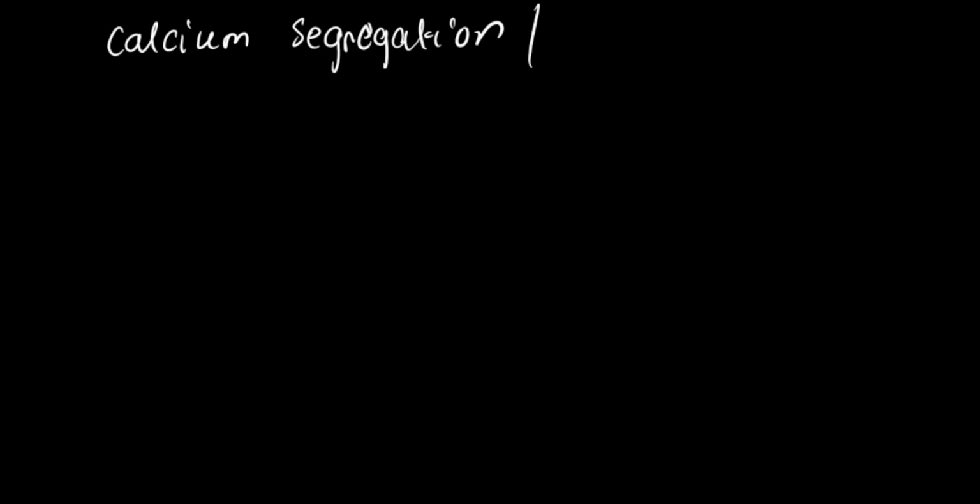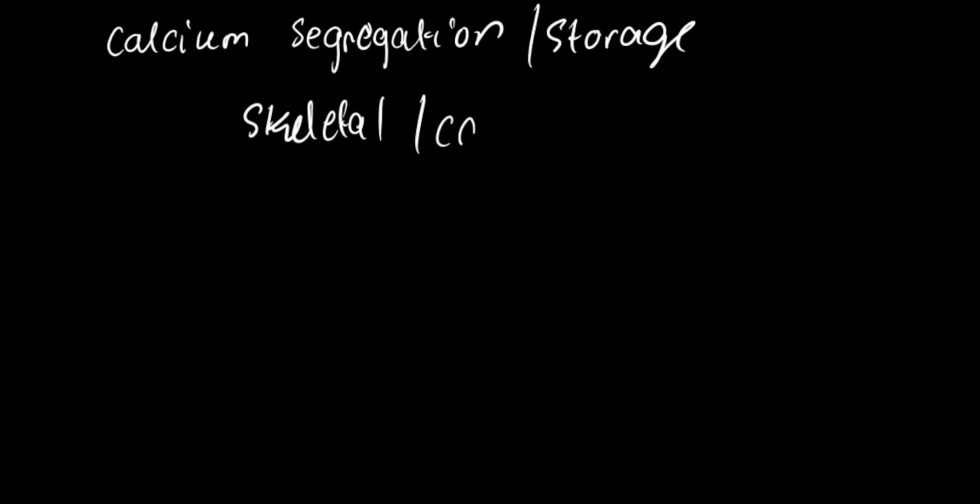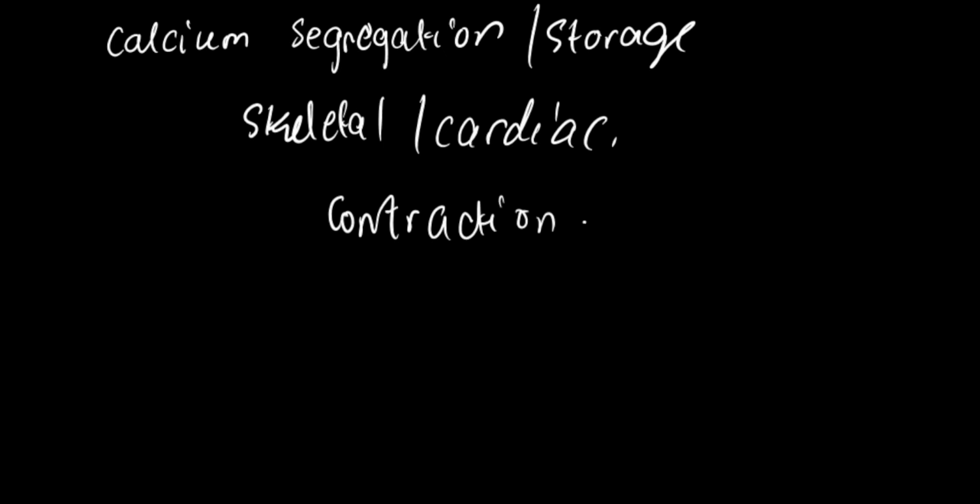Okay, another function of the smooth endoplasmic reticulum that we would be considering for this video is calcium segregation, aka calcium storage. Skeletal muscle cells, as well as cardiac muscle cells, have contractile functions, so contraction. Now, it's very important for us to take note of the fact that calcium ion, Ca2+, plays a key role in the contractile activities of muscles.